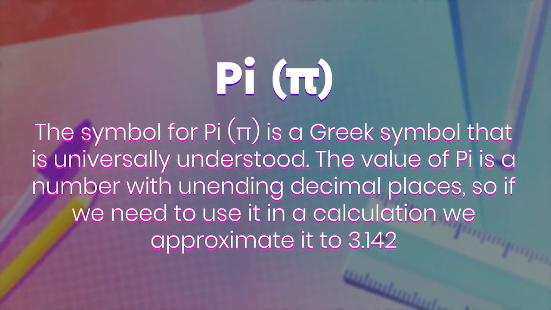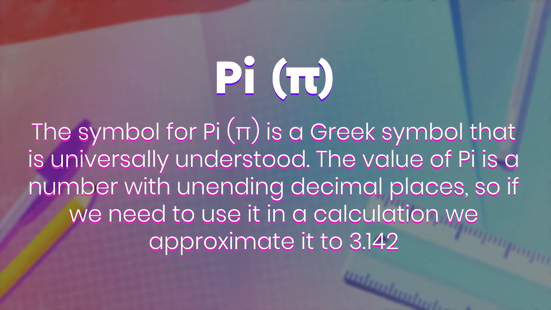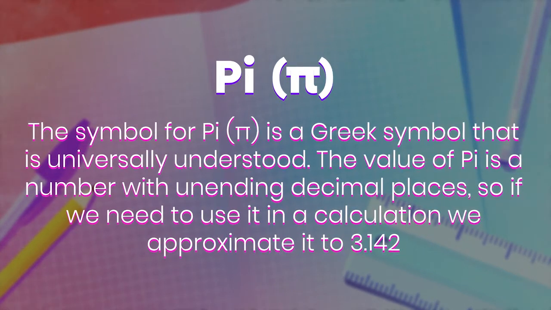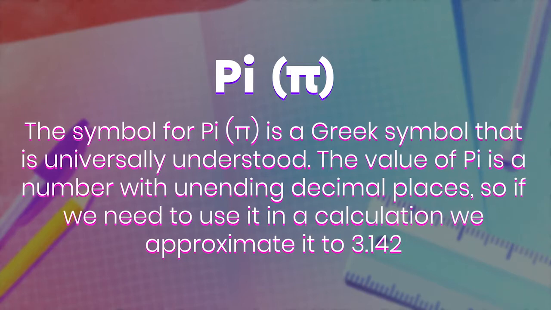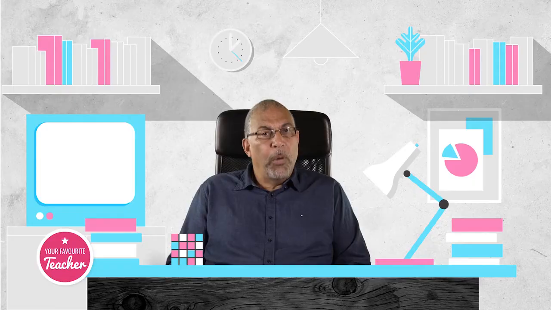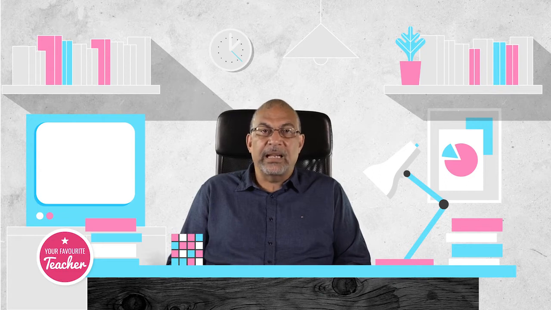The value of pi is a number with unending decimal digits, so if we need to use it in a calculation, we approximate it to 3.142. More often than not, you will have the use of a calculator when doing these calculations, and there's a button that you can use that automatically provides the value of pi when needed. In addition, as we always use some approximation of pi, the answers we provide will always need rounding to some degree.